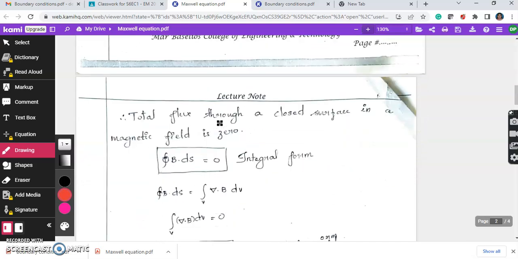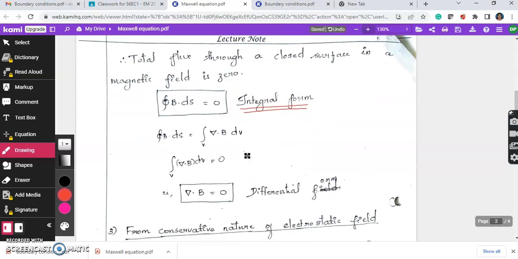That means the total flux through a closed surface in a magnetic field is 0. The total flux through a closed surface is the surface integral B dot ds, which is equal to 0. This is the integral form of the equation from Gauss's law of magnetostatics. Here also we can apply the divergence theorem. Surface integral B dot ds is equal to volume integral del dot B dv. If surface integral B dot ds is 0, then the volume integral of del dot B is also equal to 0. That means del dot B is equal to 0, and this is the differential form.